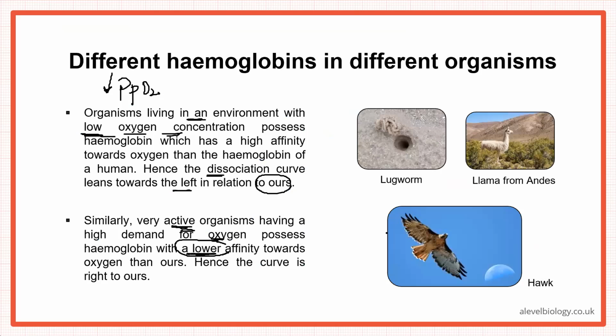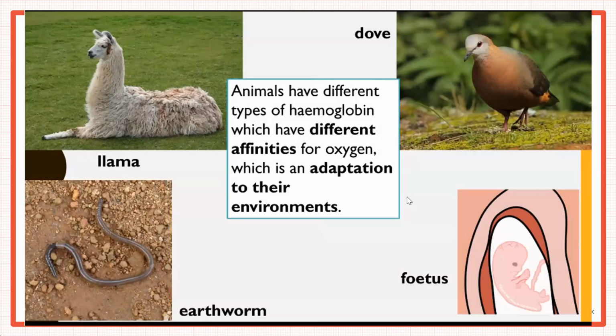ठीक है, okay, so these are a few examples just to show you what would happen in these organisms. Animals have different types of hemoglobins as compared to humans, and they have different affinities for oxygen. Remember, these are all adaptations. According to the environment they live in, they have to adapt. So we are discussing these examples: the llama lives at high altitude, the earthworm lives underground, and the fetus is not inhaling or exhaling directly.